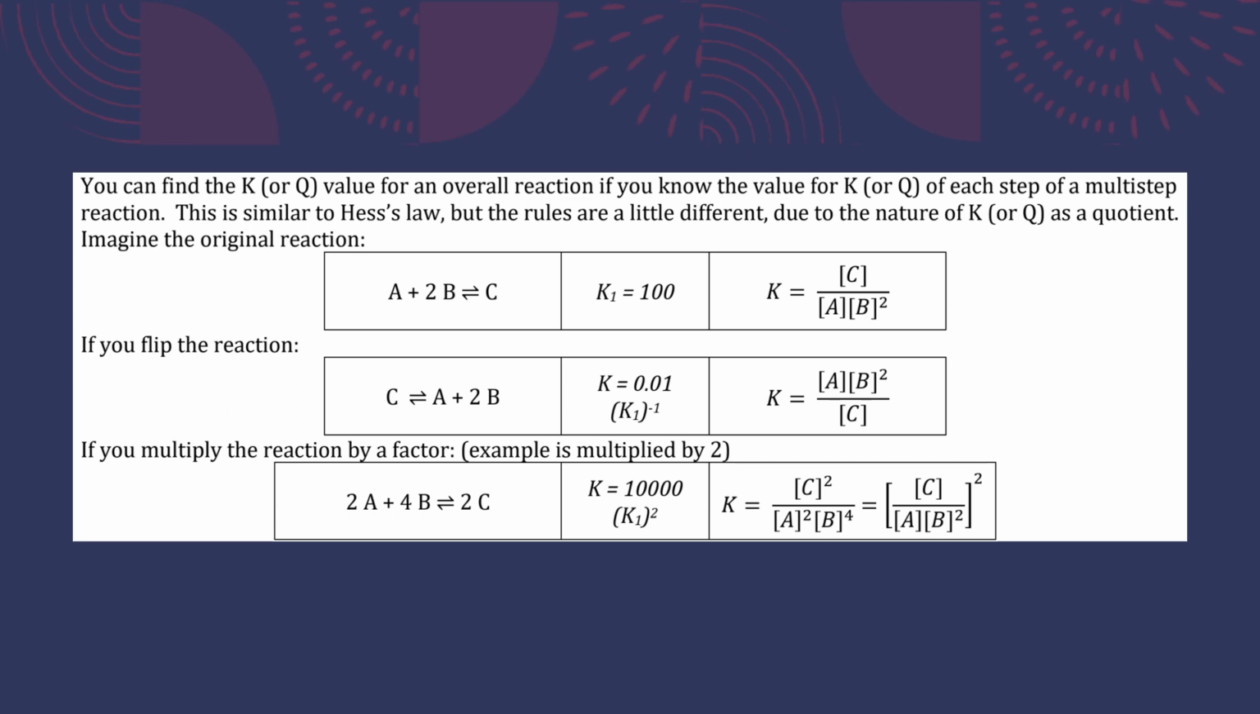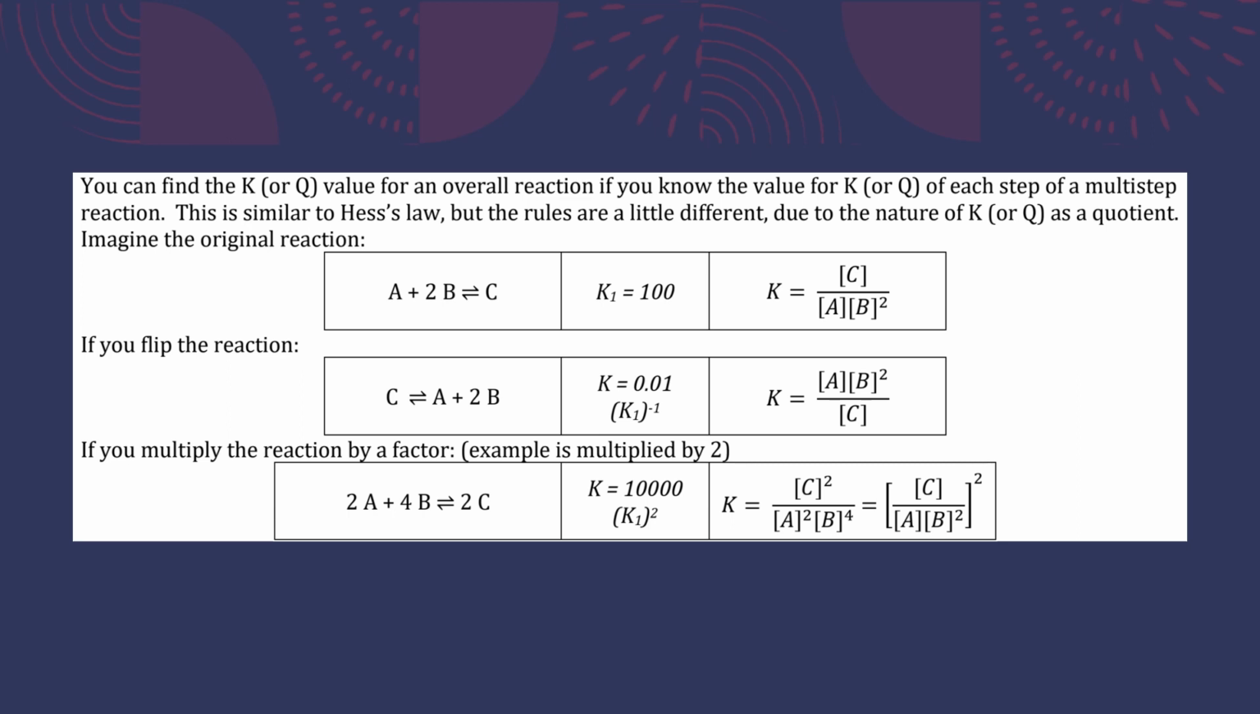So let's see, we have just kind of a general example. We have an original reaction of A plus 2B produces C, and let's say that the K1, the constant, is 100. So to get the expression like we did last time, K equals concentration of C over A times B squared. So if we flip the reaction, you're taking the inverse of the K1. So the inverse of 100 is 0.01. So then you would flip the K expression. It would be A times B squared over C.